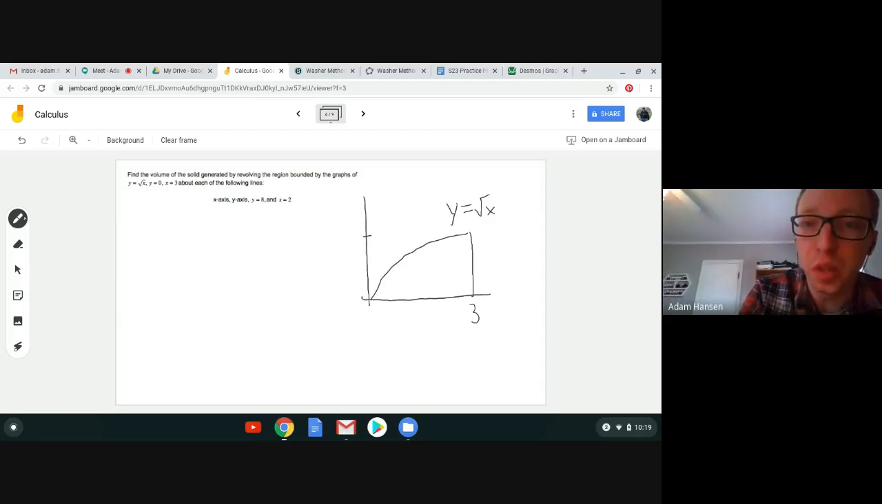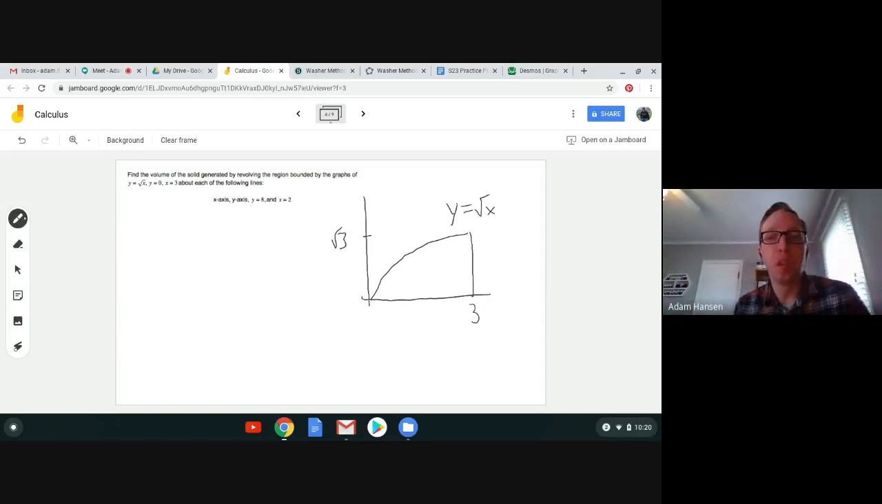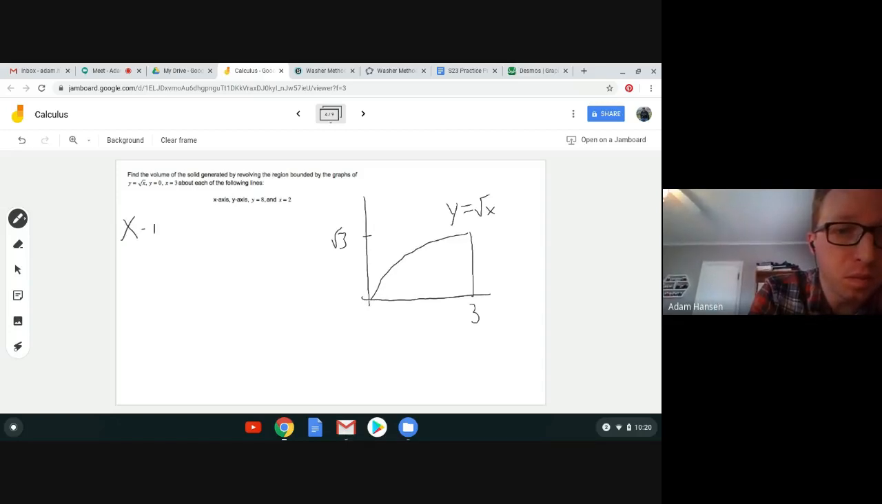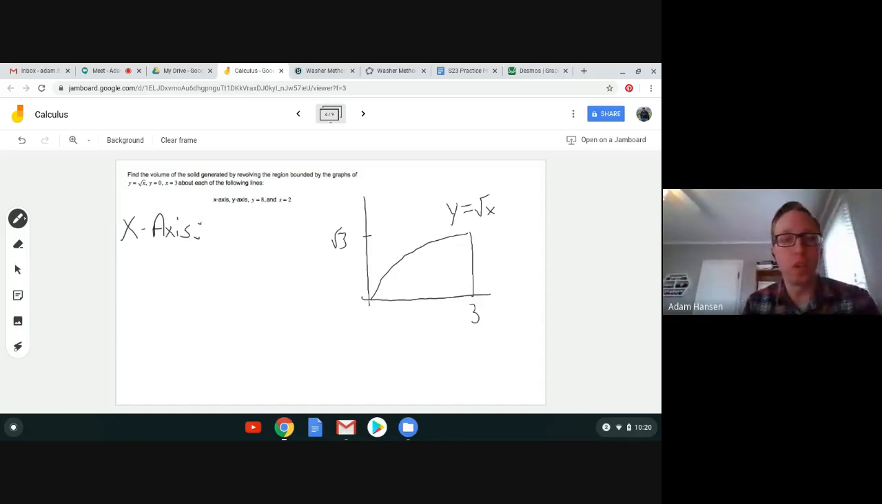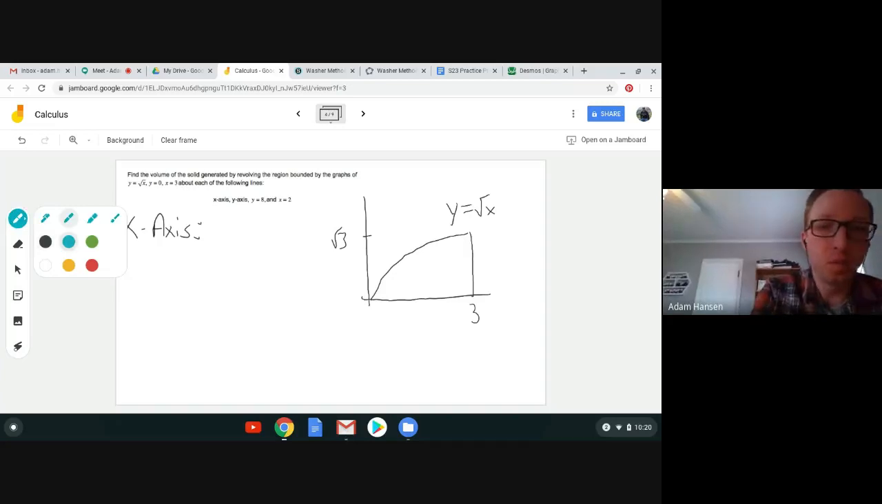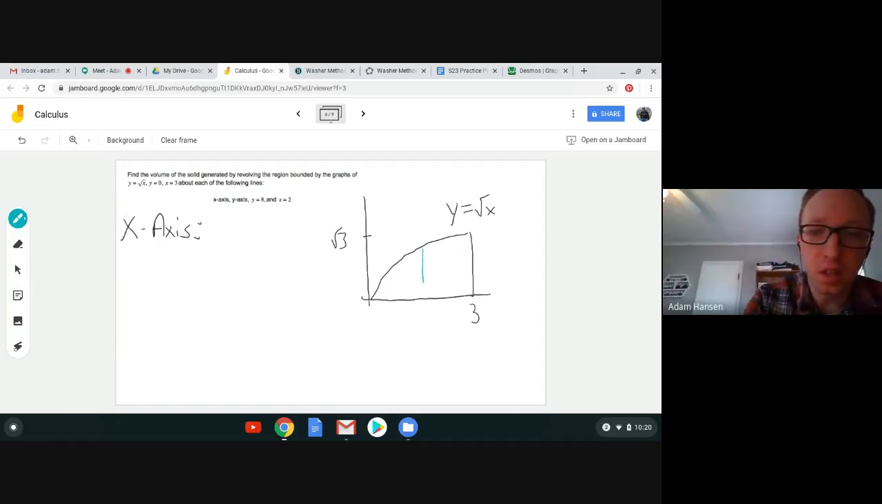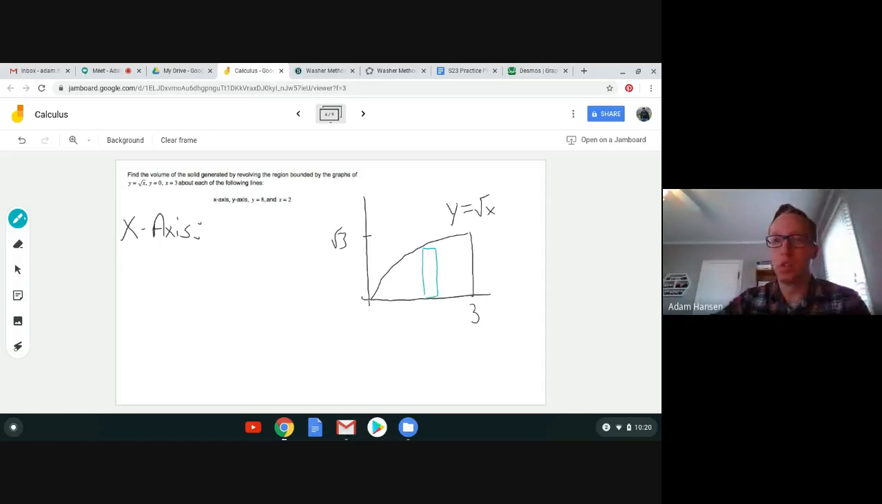When x equals 3, y equals the square root of 3. I'm just going to write that down now. That'll kind of come into play later. So first up, for the x-axis, would we choose to use disk or washer? What we're trying to do is take this rectangle and rotate it around the x-axis.